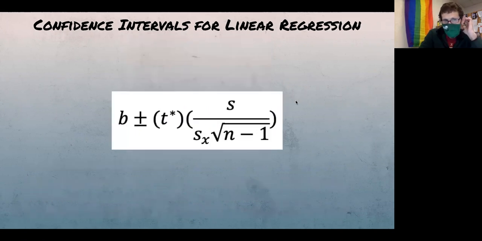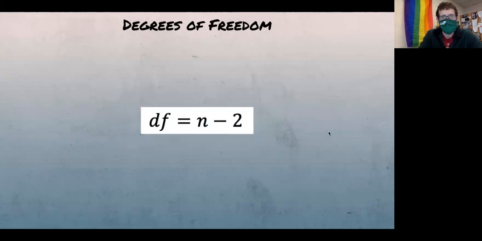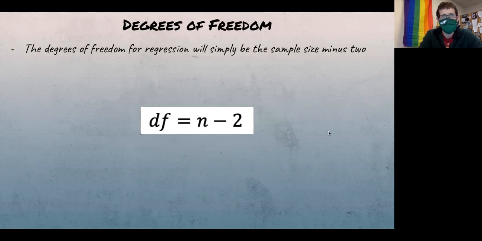Okay. Well, this is the specific formula that we can use. This is just everything plugged in. All right. And the degrees of freedom is just going to be the sample size minus 2. Remember, we have 2 variables that we're dealing with, our explanatory and our response variable. So basically, because we have 2 variables, we're going to subtract 2 from our sample size.